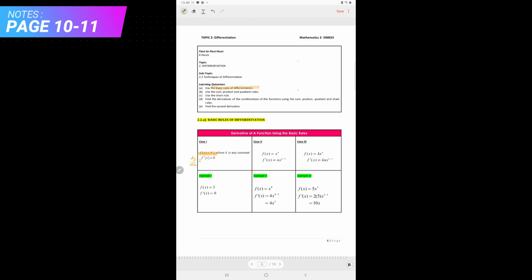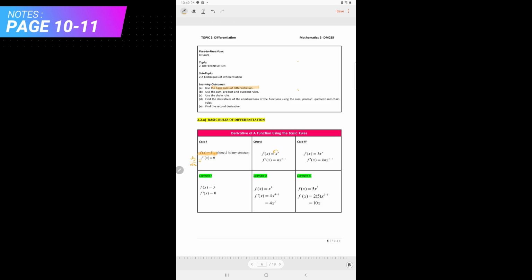Okay, macam example ni. Case 2, f(x) equal to x to the power of n. So the dy/dx or f prime x will be n times x to the power n minus 1. So n tu ke depan, and then the power kita tolak by 1, minus 1. So for example, f(x) equal to x to the power of 4. So dy/dx is 4x to the power of 3.